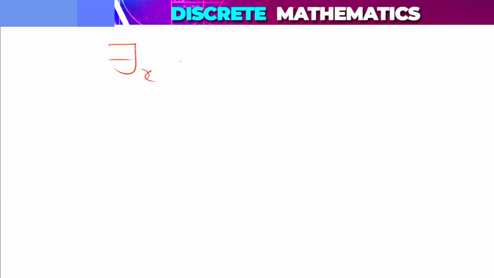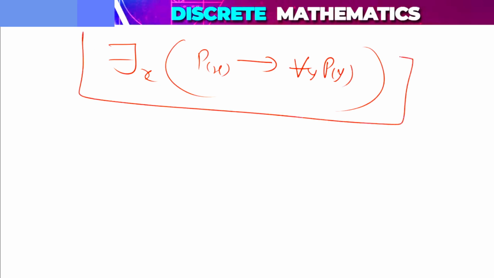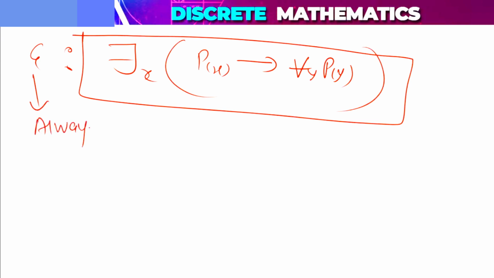There exists x, some property P(x), implies for everyone that property. This statement is a very popular statement, and this G is a tautology. This is always true. This is a tautology. This is a valid statement. G is valid.